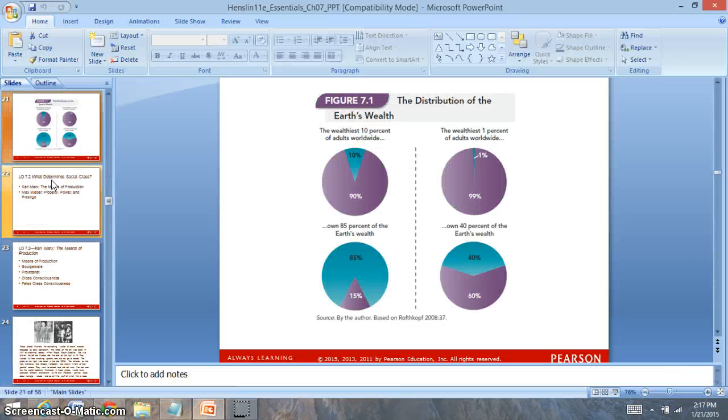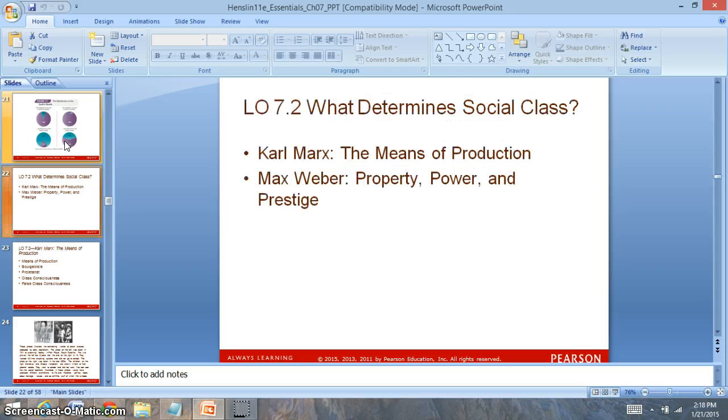Now, if you look at this, the distribution of the Earth's wealth, if you look at the wealthiest 10% of the adult population, that's about 10%. Now, the wealthiest 1% of the adult population, that's a very small percentage if you look at it. The problem is the top 10% own 85% of all the Earth's wealth. The top 1% owns 40% of the top wealth. That's a large amount if you look at it. And that's a challenge that our economy is going to be facing.